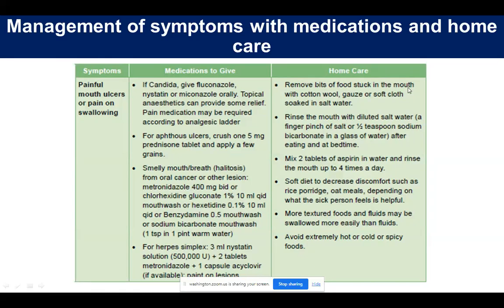Home care: remove bits of food stuck in the mouth with cotton wool, gauze or soft cloth soaked in salt water. Take a saline solution, dip the cloth inside it, and remove the tidbits. Rinse the mouth with the diluted salt water. Tell him to gargle after eating and at bedtime. Mix 2 tablets of aspirin in water and rinse the mouth up to 4 times a day. This is the home care. A soft diet can be given to decrease the discomfort, such as rice, porridge, oatmeal, khichdi, depending on the sickness. More textured food may be swallowed more easily than fluids, so you can mash the food. Avoid extremely hot, cold or spicy foods.